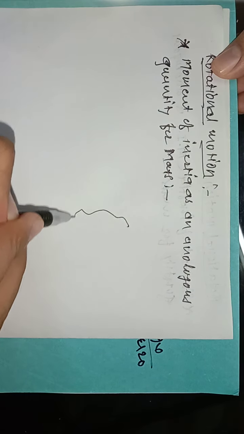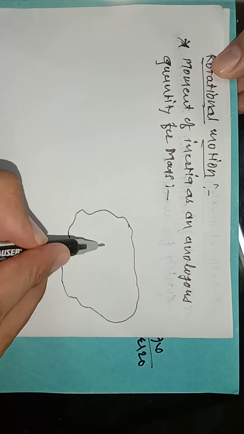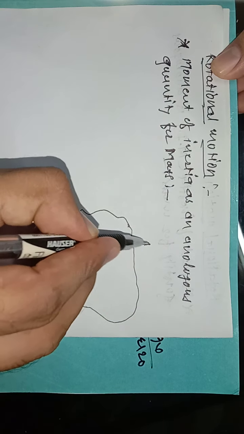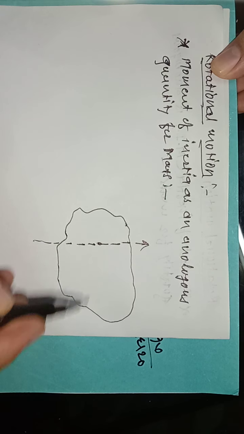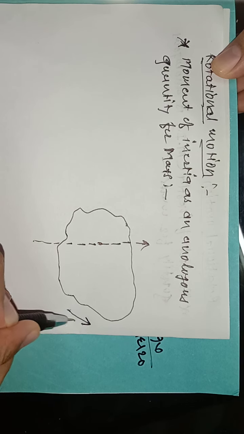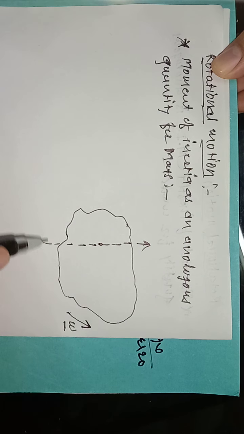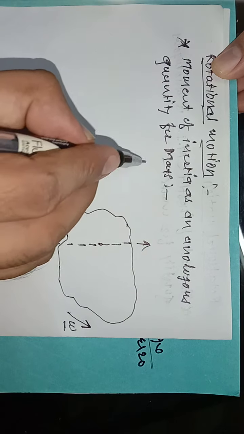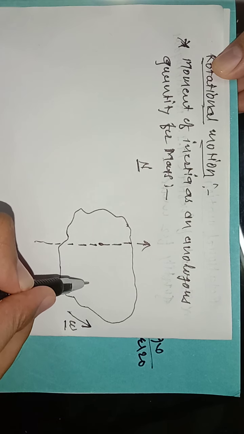Consider this is a rigid body and this is the axis of rotation. This rigid body is continuously rotating with constant angular velocity omega. This rigid body is made up of a large number of particles, that is n particles, and that's why we are taking some particles of that.